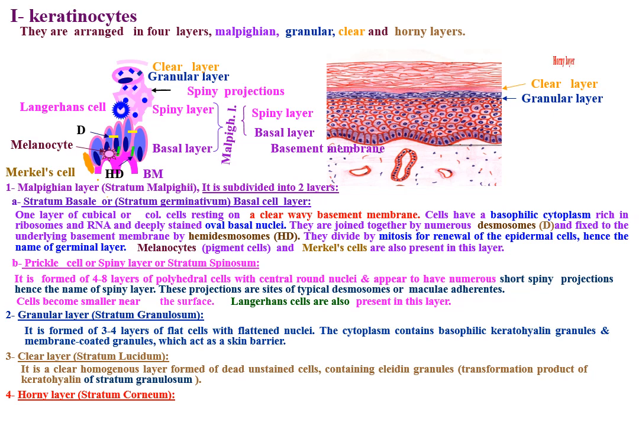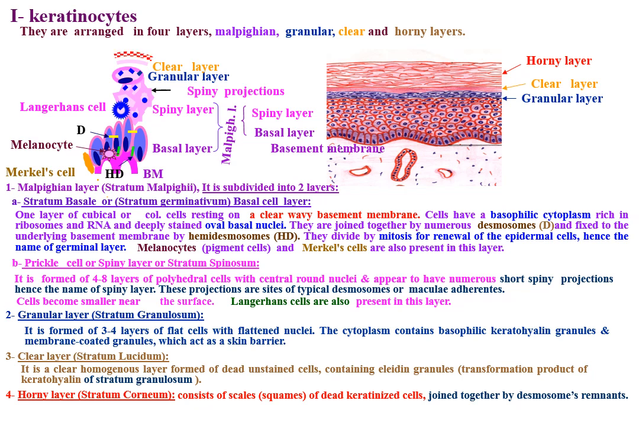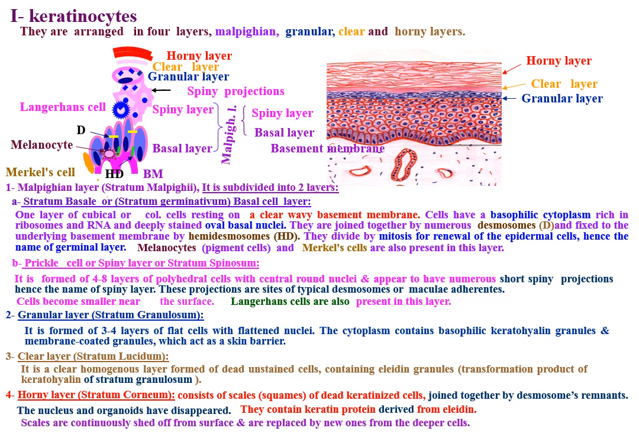Then finally, the horny layer or the stratum corneum. It consists of scales or squames of dead keratinized cells, joined together by desmosomes remnant. The nucleus and organoids have disappeared. They contain keratin protein derived from elidine. The scales are continuously shed off from the surface and are replaced by new ones from the deeper cells.